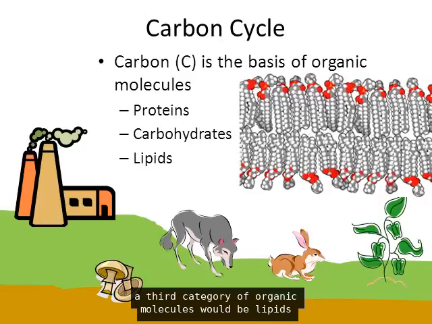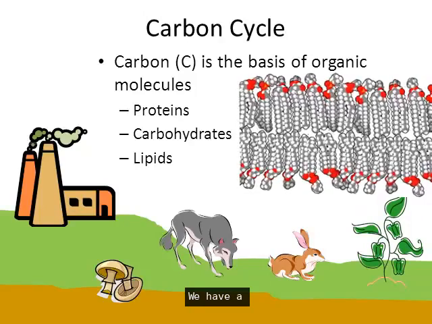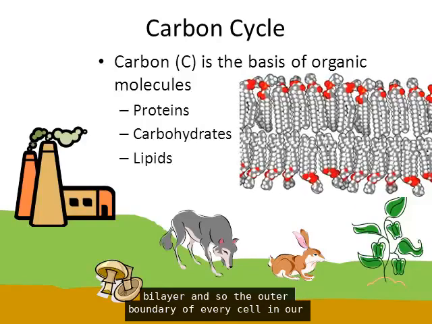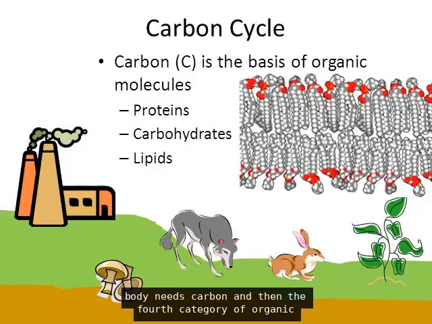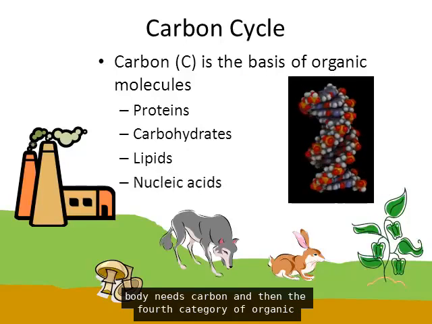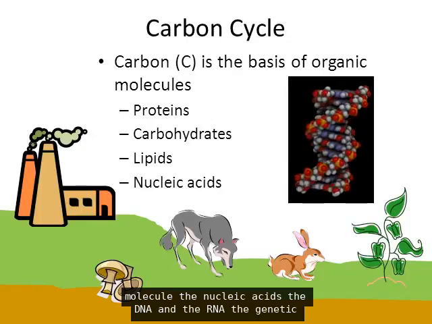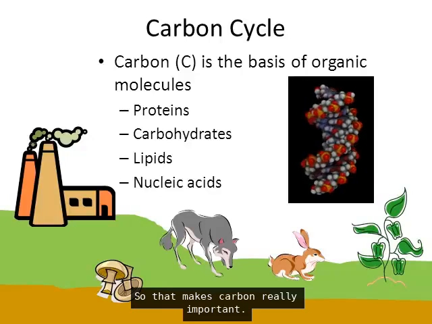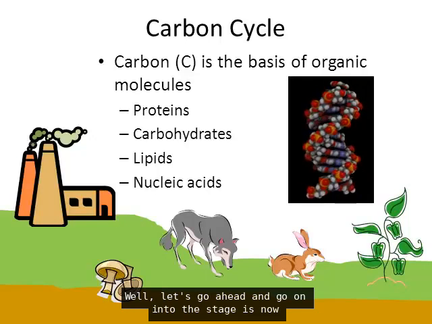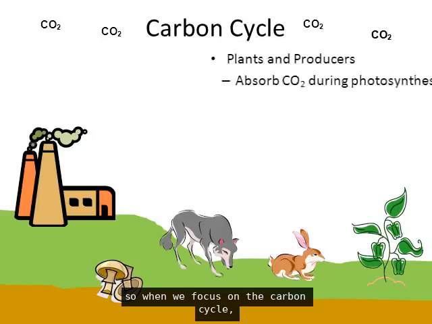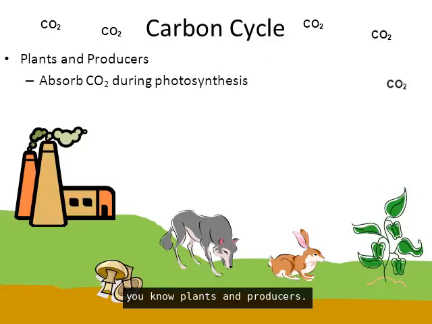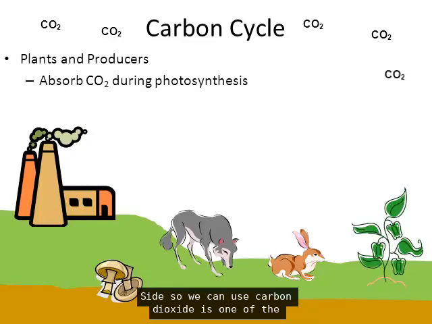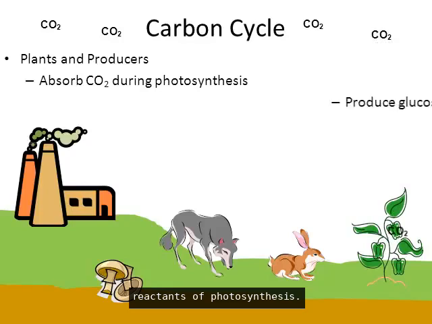A third category of organic molecules would be lipids. Here we have an animation of the cell membrane, the phospholipid bilayer. And so the outer boundary of every cell in our body needs carbon. And then the 4th category of organic molecule, the nucleic acids, the DNA and the RNA, the genetic basis of life here on Earth. So that makes carbon really important. Well, let's go ahead and go on into the stages now. So when we focus on the carbon cycle, plants and producers, so you see the plant on the far right is absorbing carbon dioxide, so it can use carbon dioxide as one of the reactants of photosynthesis.